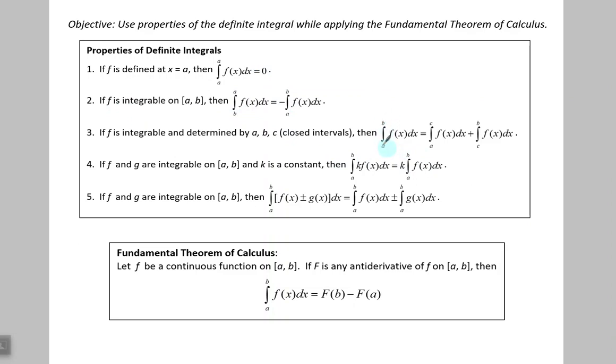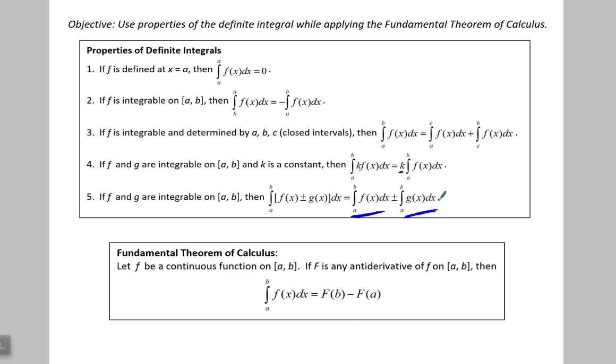Going from a to b, where c is a value on that interval, can be broken up to say, let's go from a to c, and then add that going from c to b. And if k is a constant, there's a constant multiple of the function that can simply be brought out. And finally, when we take the definite integral of a sum or difference, we can break it up and do the definite integral of one term plus or minus the definite integral of the other term.